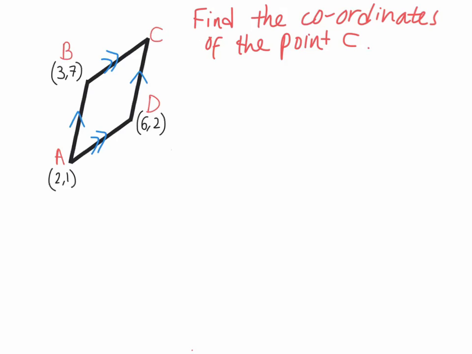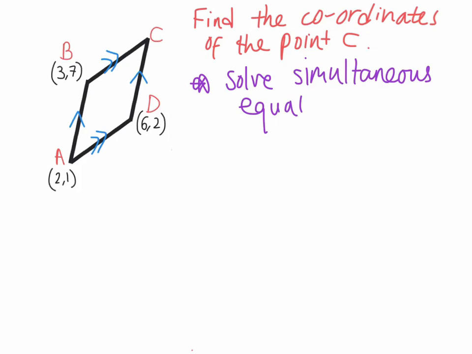There are a couple of ways of doing this. The first way is to solve the simultaneous equations that you found in the first part. So you found the equation for the line BC and you found the equation for the line DC. So when you solve those for x and y, you'll get the coordinates of the point of intersection, which is of course C. The other way of doing it is actually remembering that we've got a parallelogram and considering the side lengths.